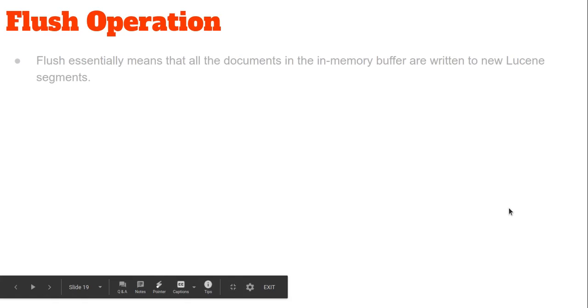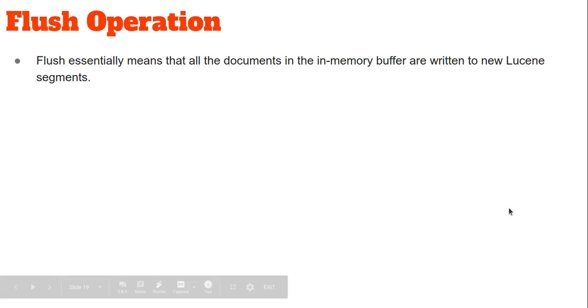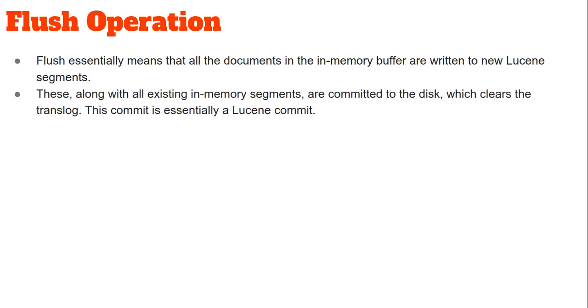And now finally we will see about the flush operation, which is the final step in this long pipeline of writing our documents to Elasticsearch. Flush essentially means that all the documents in the in-memory buffer are written to new Lucene segments. These, along with existing in-memory segments, are committed to disk, which clears the translog. The commit is essentially a Lucene commit.